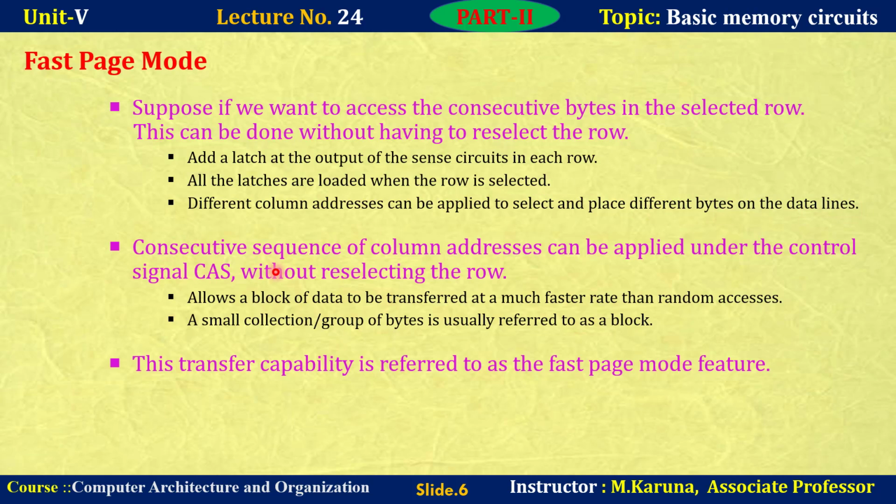Okay, so a consecutive sequence of column addresses can be applied under the control signal CAS, column address strobe, without reselecting the row, which allows a block of data to be transferred at a much faster rate than random accesses. A block of data means a small collection or group of bytes. This block of data transferred at a faster rate is referred to as the fast page mode feature.